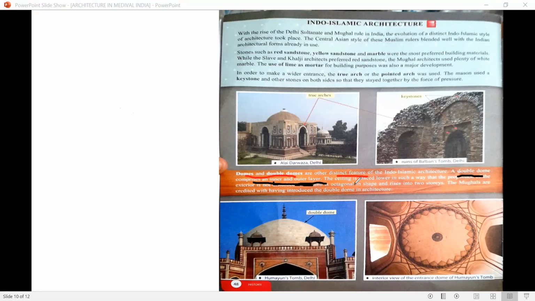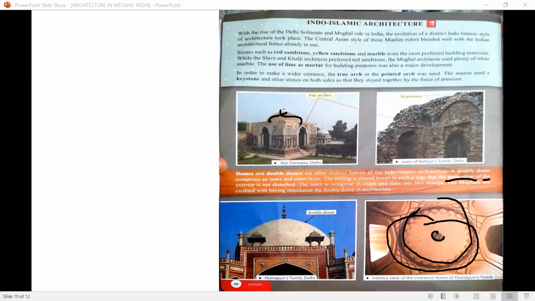Then the ceiling is placed lower in such a way that the proportion of the exterior is not disturbed. If you see this type of dome over here, the interior view is a little bit lower, and the upper view we see is like this.